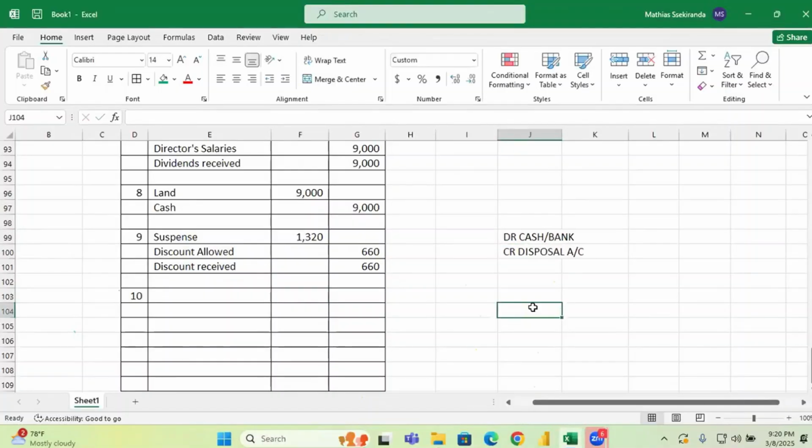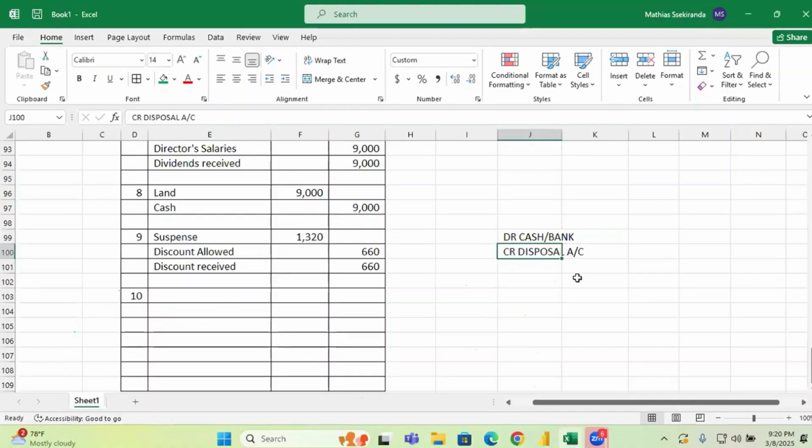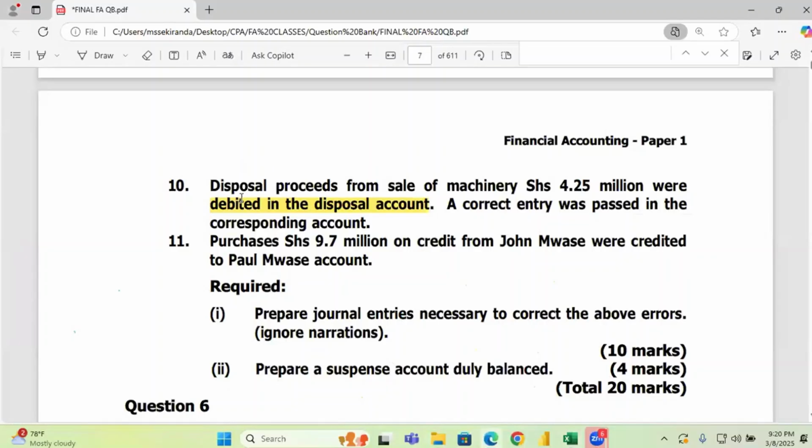So what did they do? Disposal proceeds of that amount were debited to the disposal account. So I think now you see the error that was committed. Instead of crediting the disposal account, they debited the disposal account. Because the correct entry, you have to credit the disposal. But what did they do? They debited disposal. That was the error that was committed.